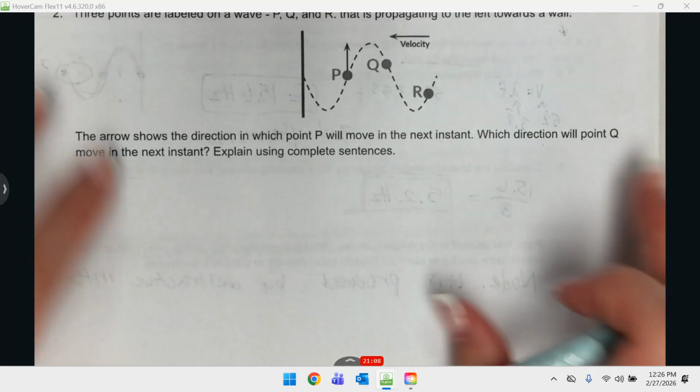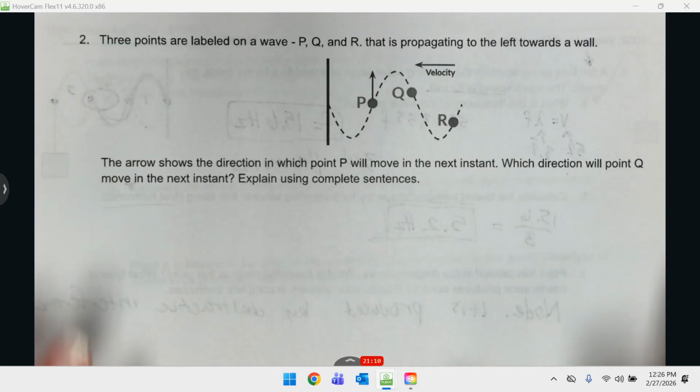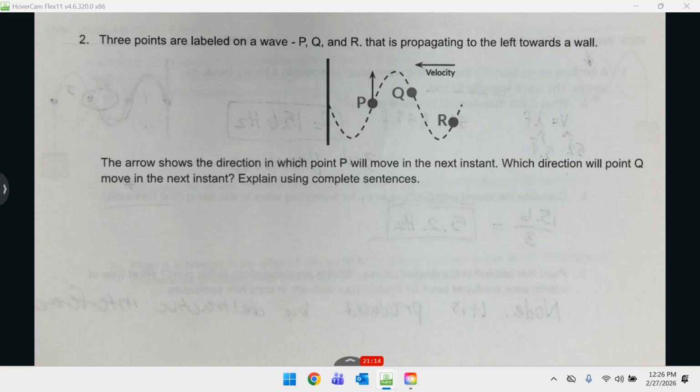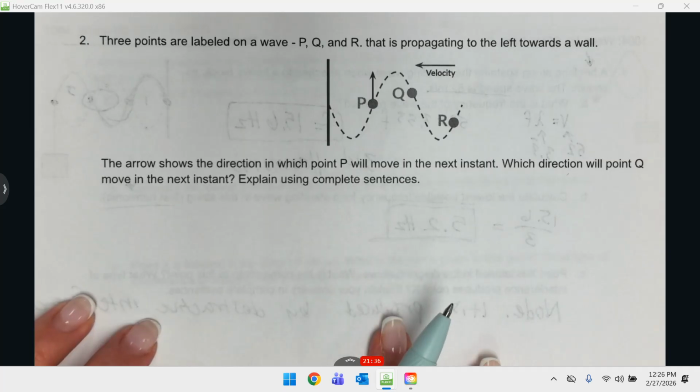All right, here is the last part of form C, which is number 2 on the back. It says 3 points are labeled on a wave, P, Q, and R, that is propagating to the left towards a wall. The arrow shows the direction in which point P will move in the next instant. Which direction will Q move in the next instant? Explain using complete sentences. So first things first, you need to look at this wave and you need to recognize that this is a transverse wave. I know it's a transverse wave because I see this pattern of crests and troughs.